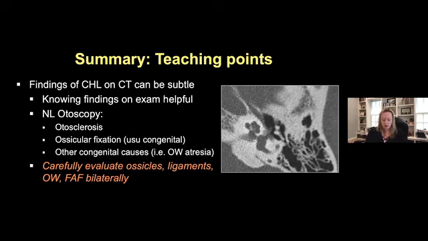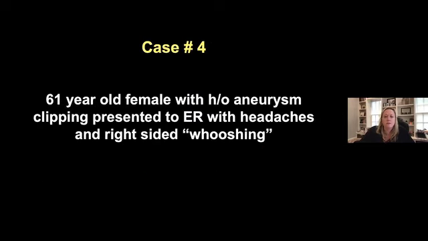Conductive hearing loss with a normal otoscopic exam can be seen in the setting of otosclerosis, congenital ossicular fixation, and other congenital causes. I didn't go into some of these, which are really rare, like oval window atresia, etc. And you want to look carefully at all of your ossicles, ligaments, oval window, and vestibular aqueduct bilaterally, and get used to looking at these structures on every temporal bone CT.